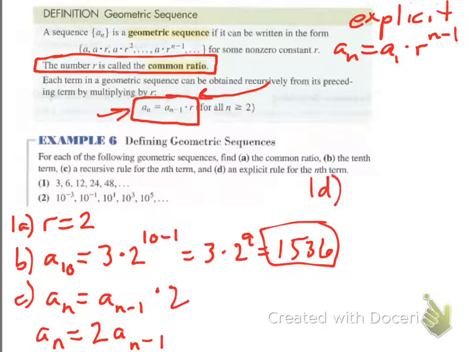1d. Write an explicit rule for the nth term. Explicit. Well, now come up to your explicit formula. A sub n equals a sub 1, which is 3, times the common ratio to the n minus 1 power. So that's all you have to do for that.